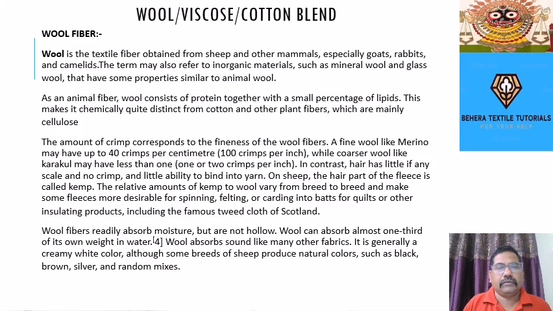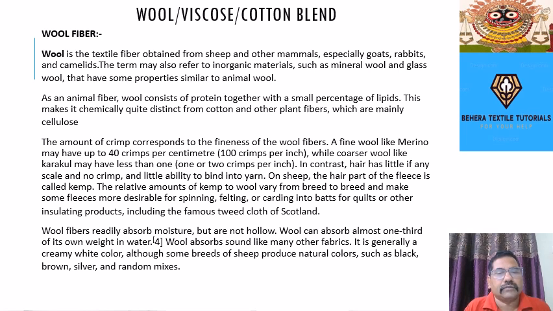Today we will learn about typical line for wool, viscose, cotton blend. Wool fiber is the textile fiber obtained from sheep and other mammals, especially goats, rabbits, and camelids. The term may also refer to inorganic materials such as mineral wool and glass wool that have some properties similar to animal wool. As an animal fiber, wool consists of protein together with a small percentage of lipids. This makes it chemically quite distinct from cotton and other plant fibers, which are mainly cellulose.